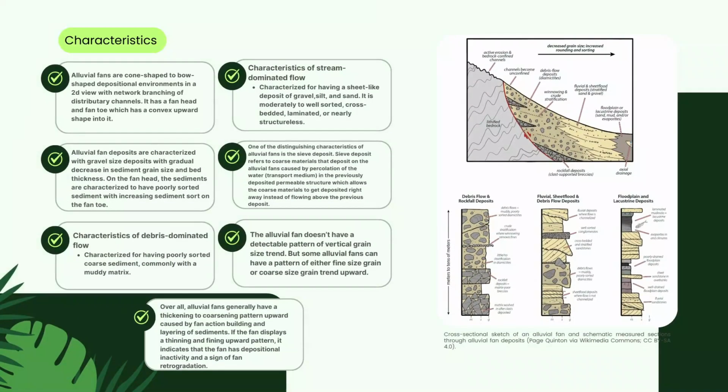Alluvial fans are typically cone-shaped with a network of branching distributary channels visible in plan view. The fanhead, the upper part near the mountain front, is where sediment tends to be coarser and poorly sorted, while the fan toe, the distal edge of the fan, is where sediment gradually becomes finer and better sorted. Debris flow deposits tend to be poorly sorted, coarse, and muddy. In contrast, stream flow deposits are more layered, with features like cross-bedding, lamination, and better sorting of gravel, sand, and silt.